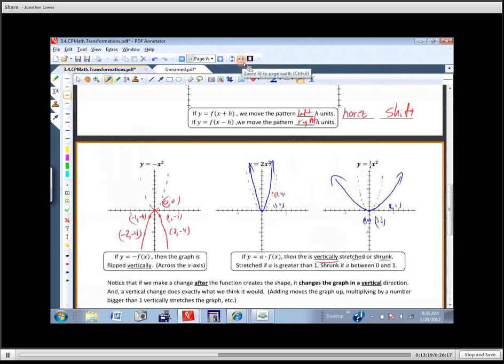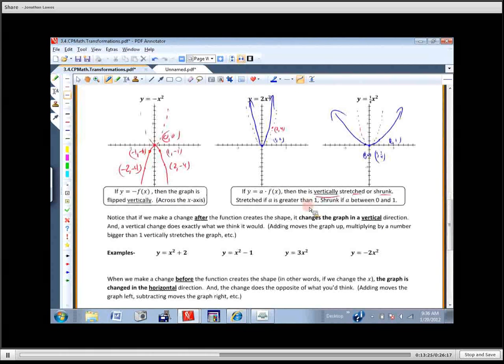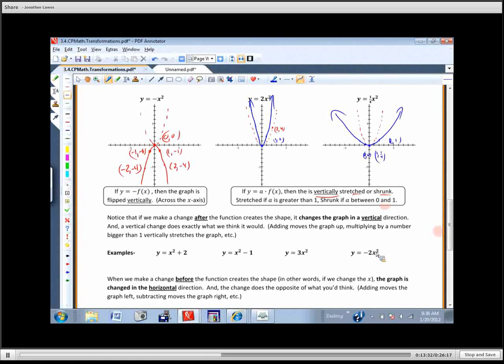Any questions? Okay. So if that number is a number bigger than 1, it vertically stretches it. If it's a number between 0 and 1, it shrinks it. What if it were, say, like this, a -2? Flips it upside down and vertically stretches it. Okay? All right. Let's see.